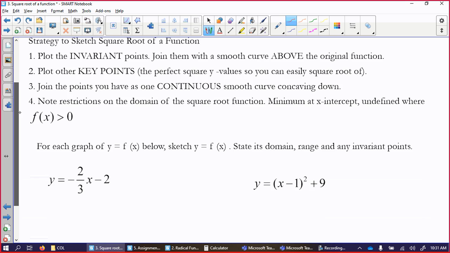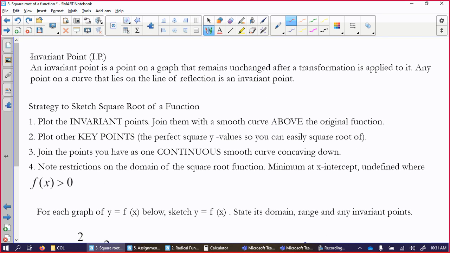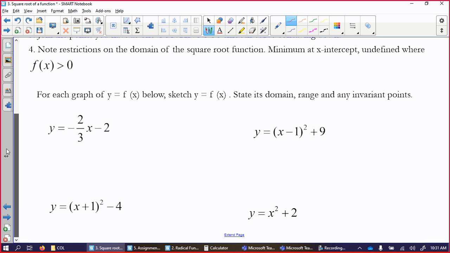It's 10:30. I want to keep these a little bit. An invariant point is a point on a graph that remains unchanged when any transformation, whether it's a square root, is applied. There are potentially invariant points on any of the transformation graphs that we've done, the trig graphs. If you want to get a little bit of a head start and you have some graph paper, you can sketch the graph of those four. I'll go through them quick tomorrow.